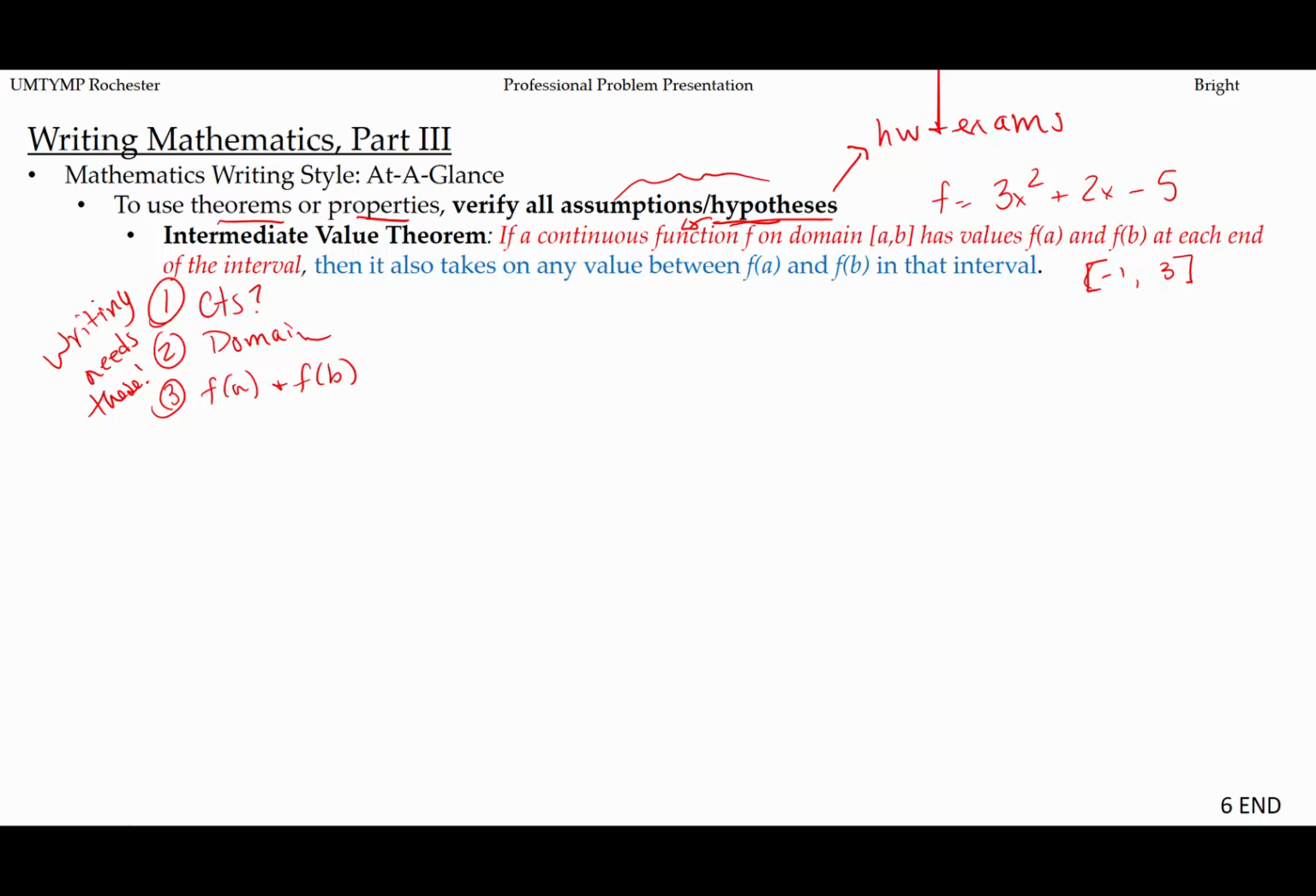But I'm going to press on. So this is me writing now. Since f is a polynomial function, it is continuous.